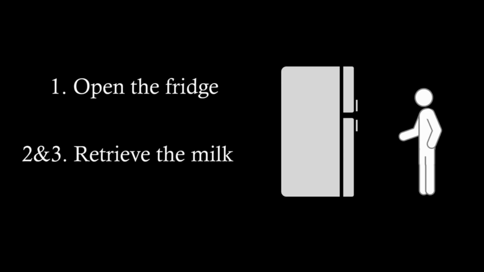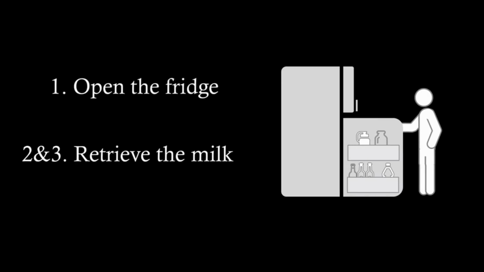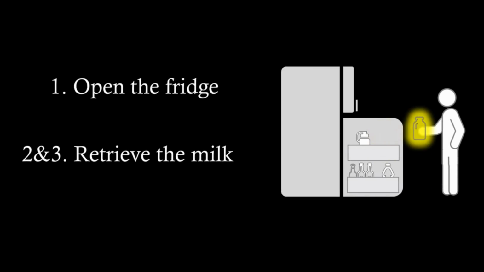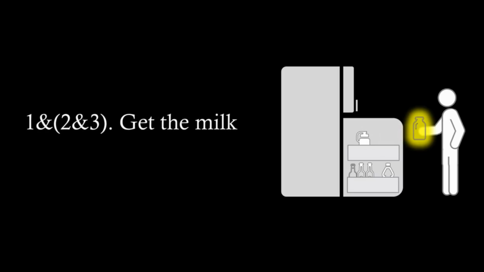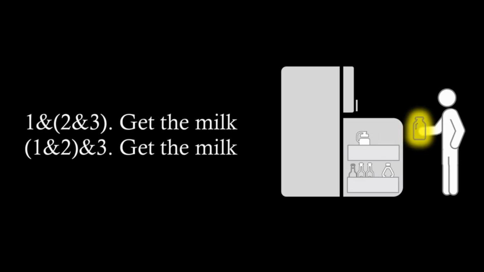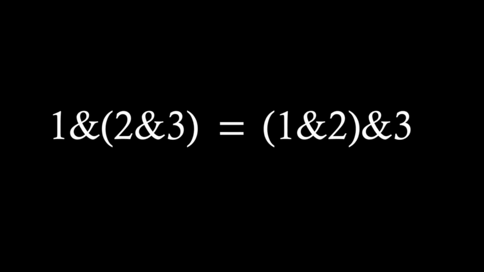Now the procedure is open the fridge, retrieve the milk. Let's combine the actions together using and then again. If we open the fridge and then retrieve the milk, that is the same as getting the milk. Recalling our previous result, we find that no matter in which order we apply the and then operation, it gives us the same action. Thus, the and then operation is associative. This gives us another clue as to the possible meaning of associativity.